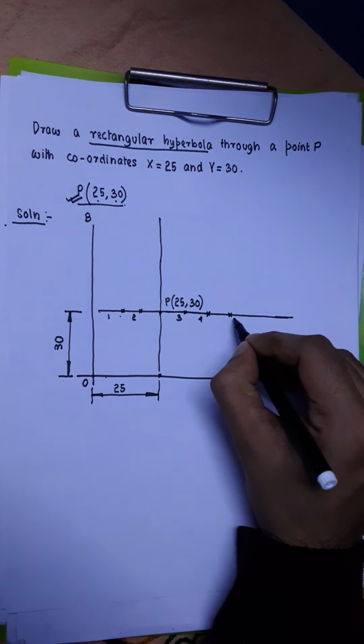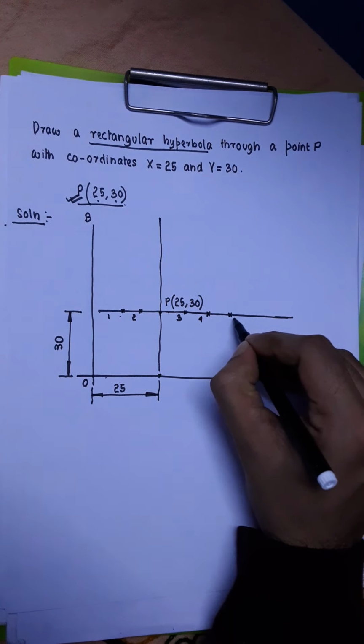Similarly, we can obtain P4. From 4 you draw a vertical line, from 4 dashed you draw a horizontal line. Wherever they intersect, that is P4. From 5 vertical line, from 5 dashed horizontal line, where they intersect, that is P5. From 6 vertical line, from 6 dashed horizontal line, wherever they intersect, that is P6. So we have obtained 6 points, P1, P2, P3, P4, P5 and P6.